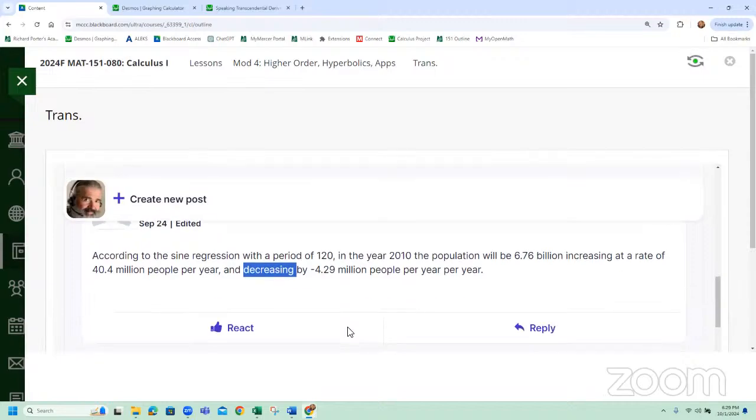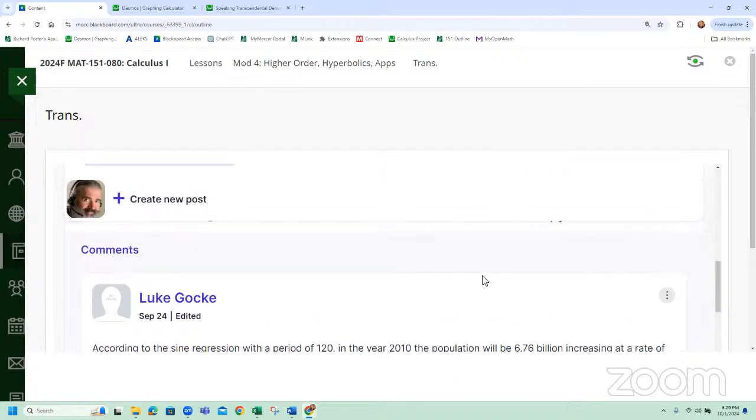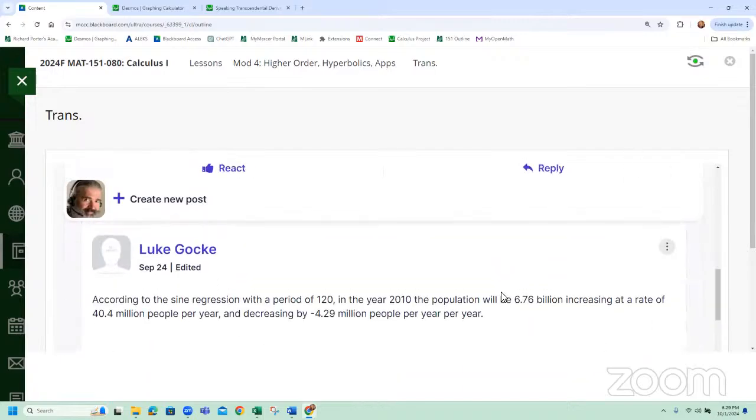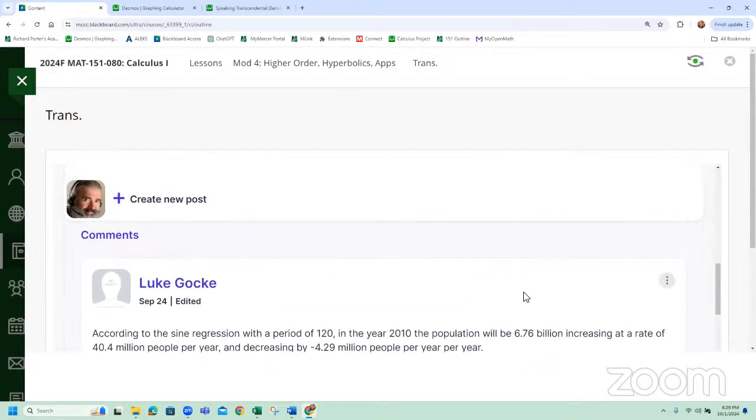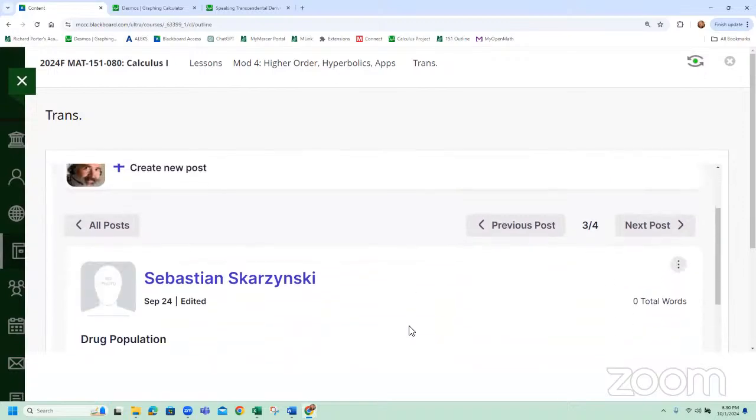Okay. And then don't say negative when you're talking, and you don't have to give all these decimal places either. If you're speaking to your mother, you don't have to say 4.29 million people per million. You could just say 4 million people per year. Okay. Got that, Luke? Is Luke here? Yeah, got it. Okay, great. There we go. This one was okay, though. World population group. Good.